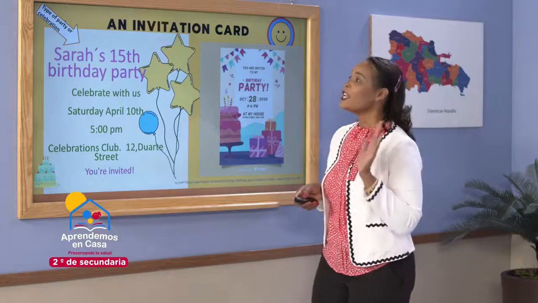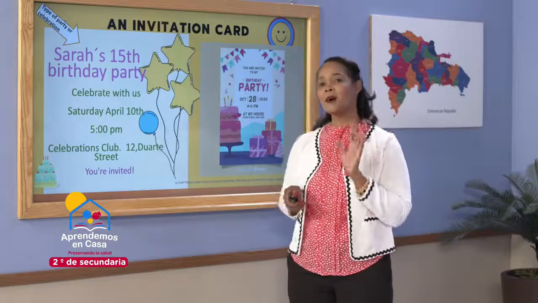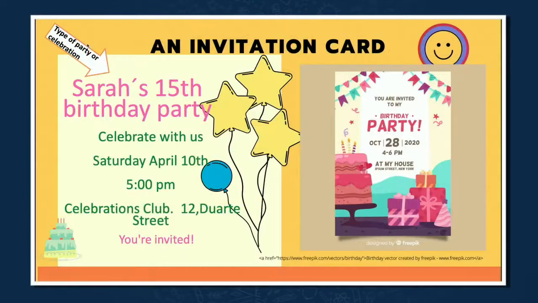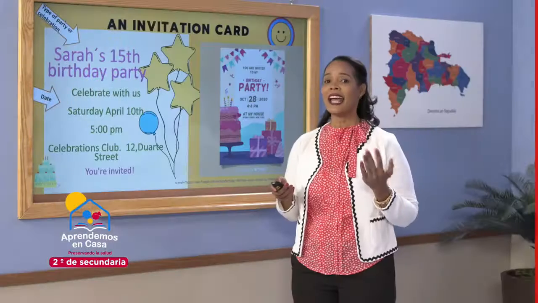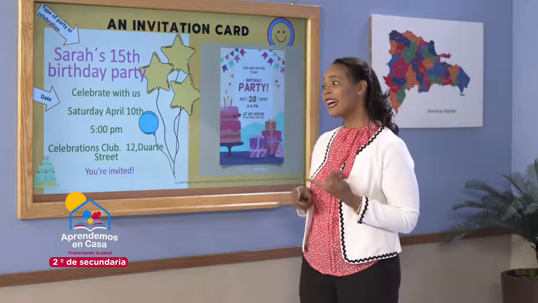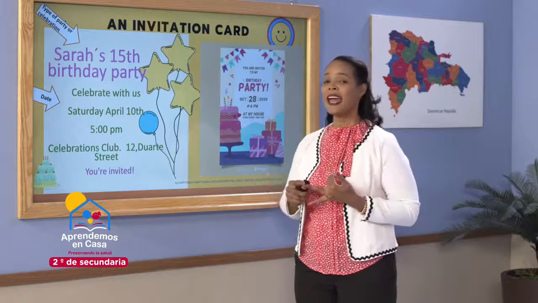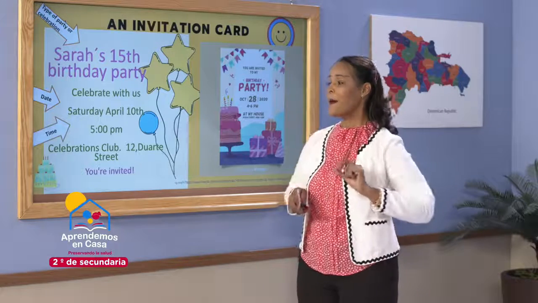Number one, you have to indicate the type of celebration you're inviting to. Tienes que indicar el tipo de celebración a la que estás invitando. Could be a birthday party, a baby shower, a barbecue, a wedding ceremony, and so on. Next, you need to indicate the date in which the event is going to happen. Tienes que indicar la fecha en la que el evento va a suceder. The day, Saturday, April 10th, la fecha, and the time, 5 p.m.